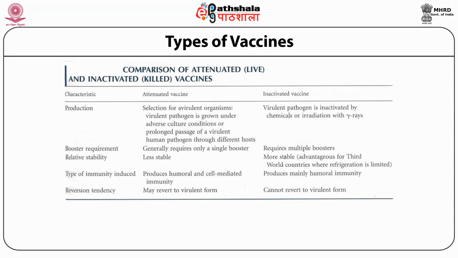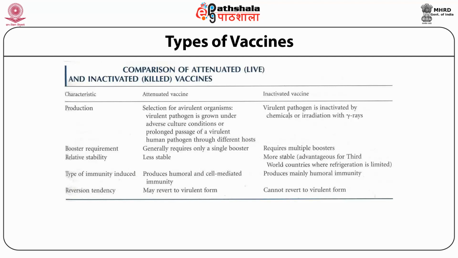So let's compare the attenuated, that is live virus vaccines, and then inactivated vaccines, that is killed vaccines. The method of production is selection of the avirulent organisms by growing under adverse culture conditions or prolonged passage of a virulent human pathogen through different hosts. Whereas in case of inactivated vaccine, it is inactivated by chemicals or irradiation by gamma radiation. There is no requirement of booster dose in case of attenuated vaccines. Inactivated vaccines need multiple booster doses.